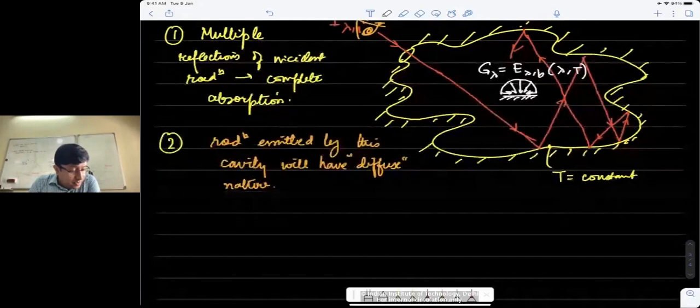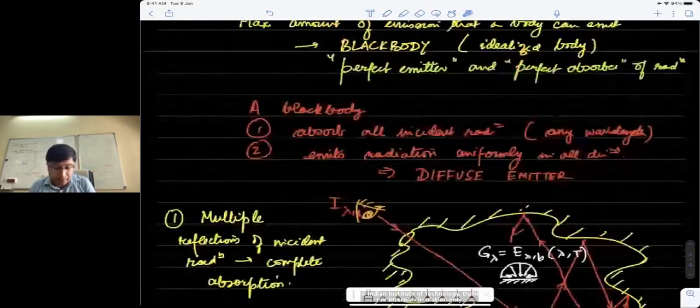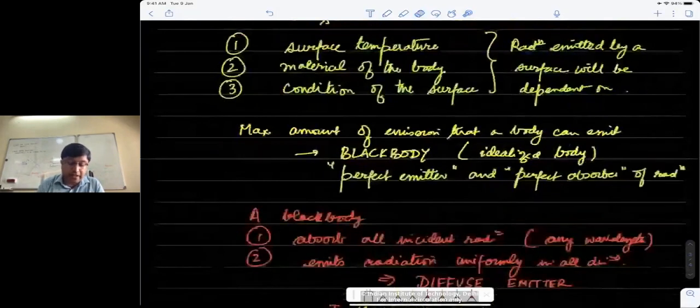So such a cavity will be assumed to be a sort of representation of a black body. And so typically in such problems, we then need to calculate this distribution, E lambda B, which I also have drawn in the earlier sketch, right? So what this distribution is, is something that we now come to address.